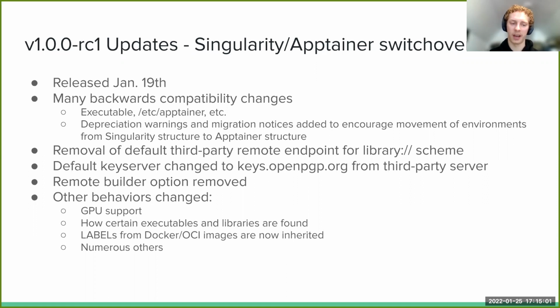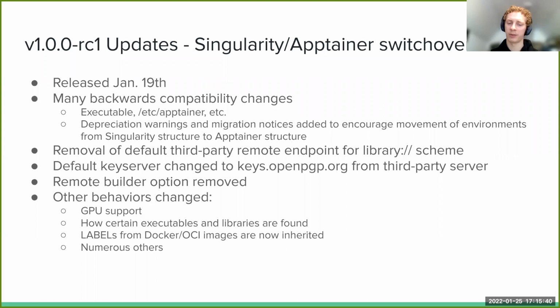As said, there were some third-party APIs that were removed from it. So there's a library, you can see there, that library tag. That's just a way to specify pulling down what you want the basic bootstrap method of the container to be. In that case, that library scheme would have referred to that third-party commercial container registry. And so that was removed. The default key server, when you are storing GPG keys for signing, has been changed to keys.openpgp.org from the third-party key server that was built into it.